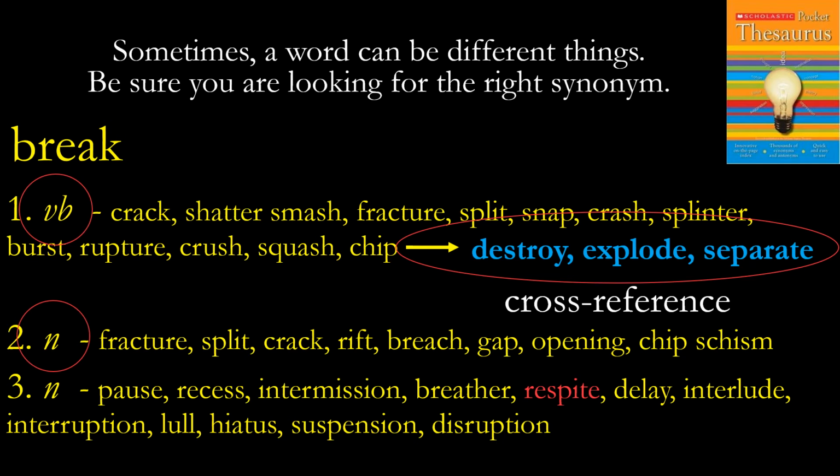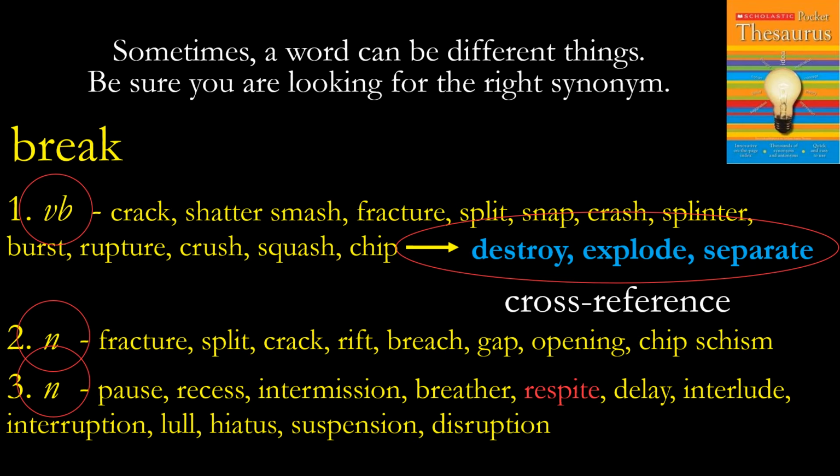Now you might be thinking, well, wait a minute. Why do they have fracture as a verb and a noun? Why do they have crack as a verb and a noun? That's because some words can be both. We can say there's a crack in the window, that's a noun. Or we can say he almost cracked the window, that's a verb. Now some of these words like schism you might not know, and you'll need to look those up in your dictionary.